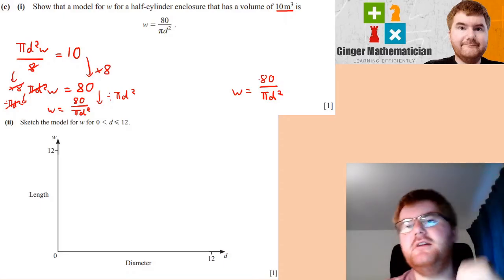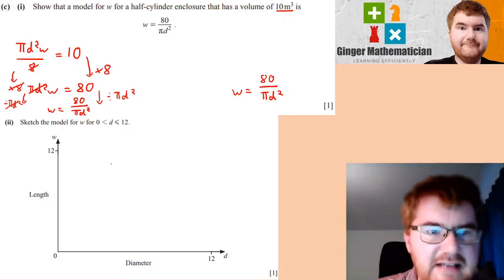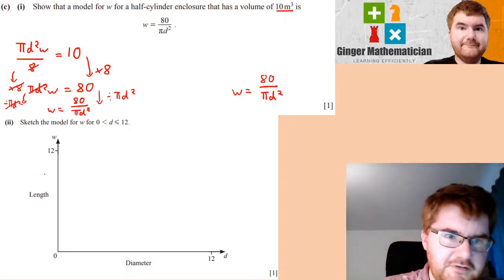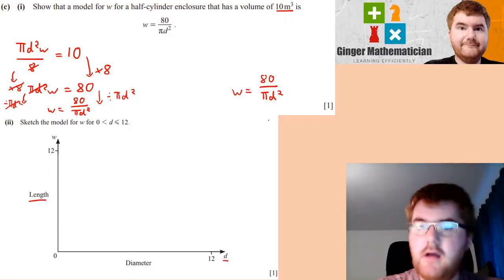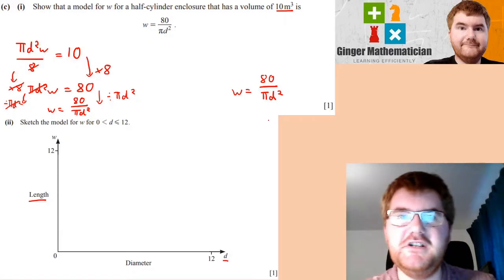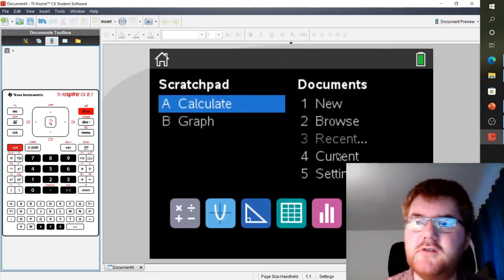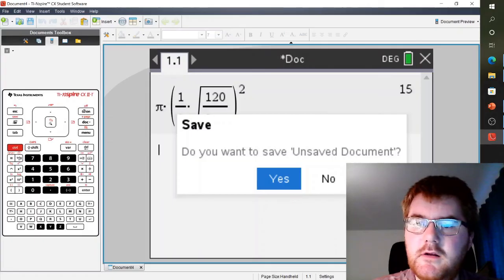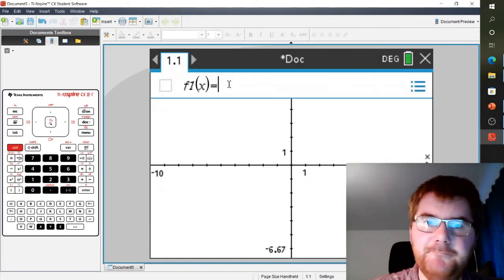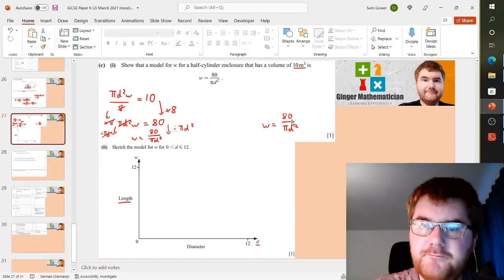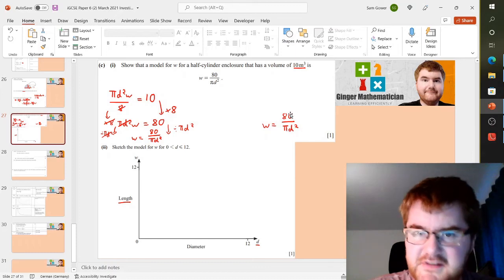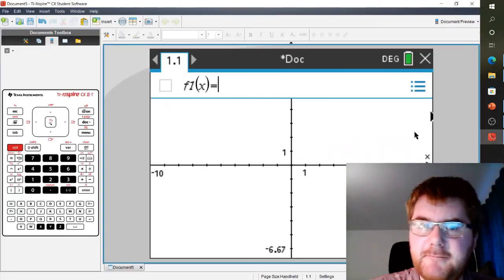And just like in the previous question, they want us to do a sketch of this. Notice here we've got the length, so W, and then D. So just like we did before, we're going to go to our GDC and sketch it. So we're going to go over to the graph part here. So we're going to have new. We'll go for a whole new document here. And again, just like before, instead of using D, we're going to use X, but everything else stays the same.